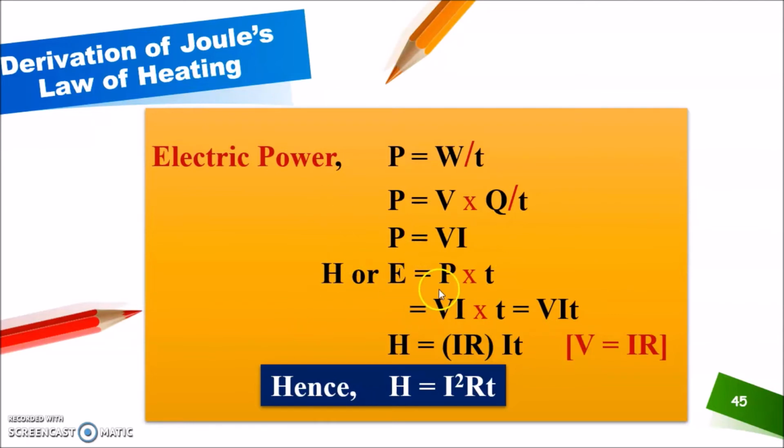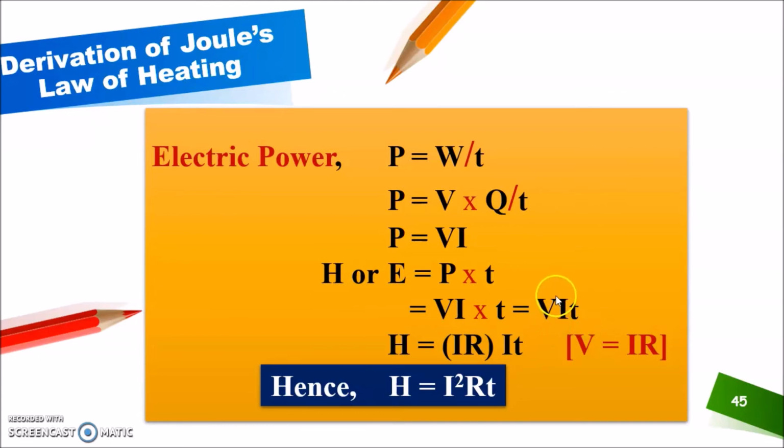Is it clear, students? So now P into T, and we have the value of P, VI. Putting the value of P here, we get E equal to VIT. Now we have the value of H or E equal to VIT.